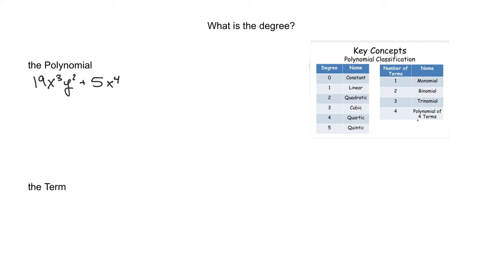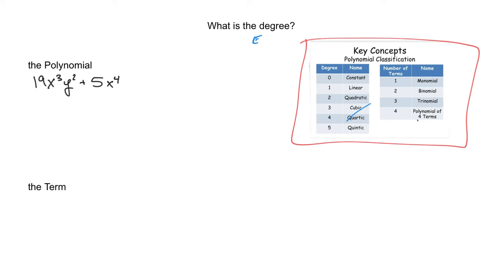If you're here and you're taking notes and you see this table over here, I encourage you to pause and write this table down. When looking at degree, we're looking at exponents. Okay? And we're going to look at the sum total exponents of every individual term.